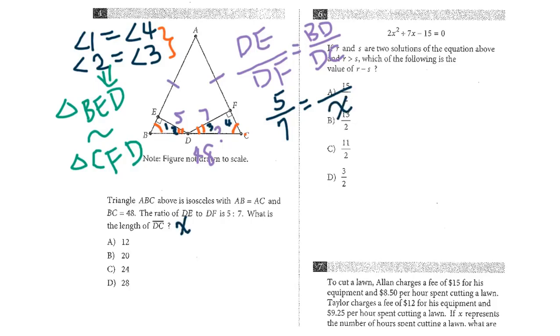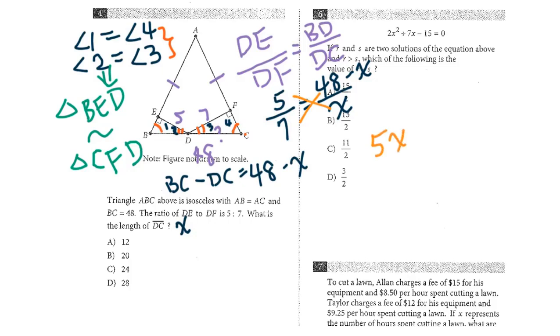So here's X. BD will be equal to BC minus DC, so basically it's 48 minus X. Then we cross multiply now. So I got 5X equals 7 times 48. It's a big number. I don't want to do that now.